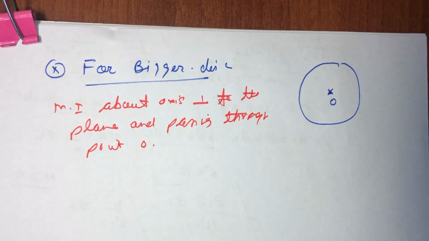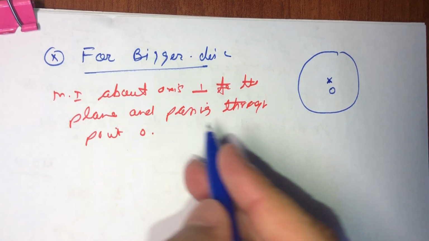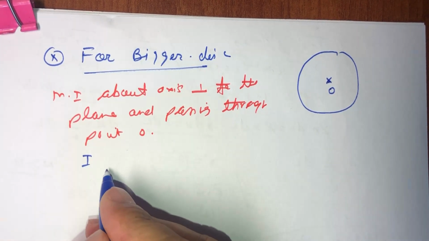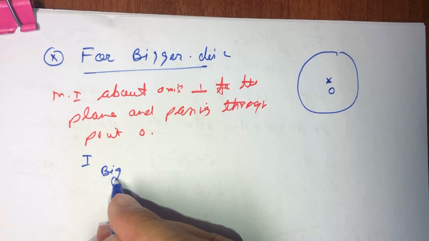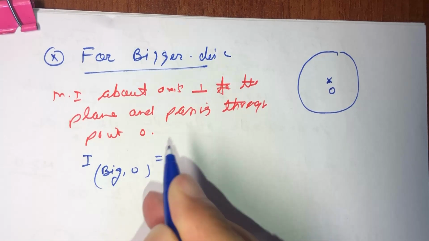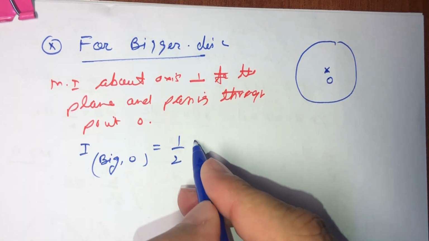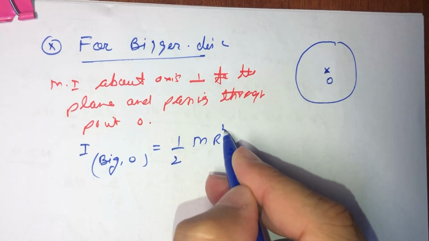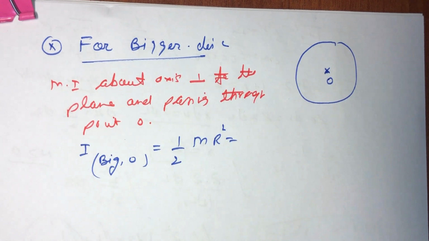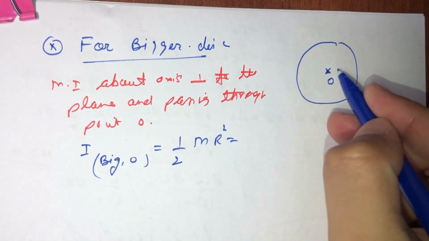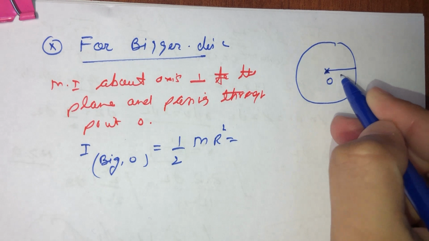So we already know this formula because it is a standard formula. So let us write it as the moment of inertia of the big disk about point O. This will be given as half its mass times radius square. The radius is given as 2r, so this radius is 2r.